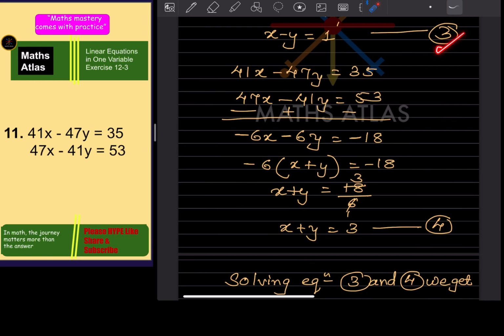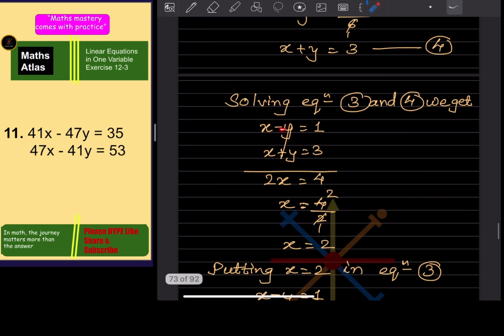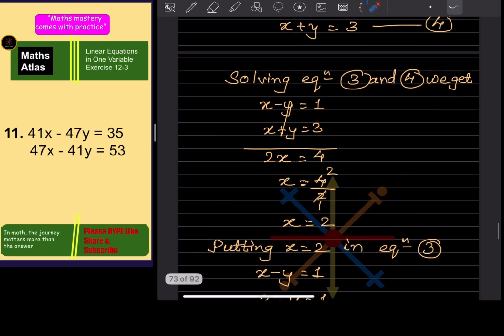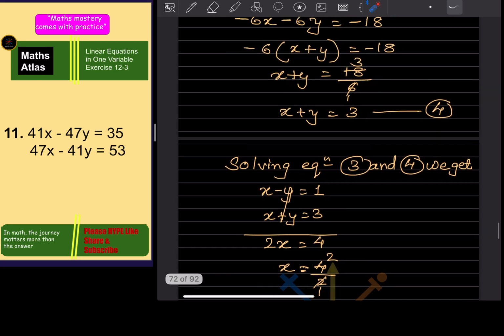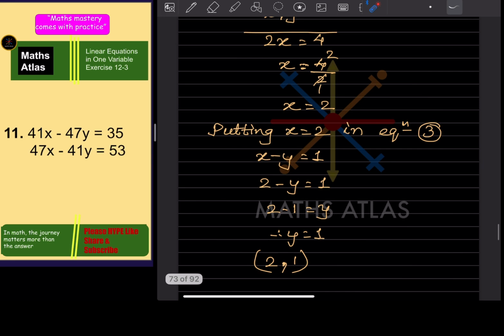So now we are going to solve equation 3 and equation 4. Solving equations 3 and 4, we get x minus y is 1. Here we can cancel out minus y and plus y. So this is going to be 2x is 4, so x will be 4 divided by 2. So x is going to be 2. Putting x equal to 2 in equation number 3, in place of x we are going to put 2. If you bring this to this side, that is going to be minus 1, and this is going to be y. So y is going to be 1. When we write the solution, we always write for x and y. So x is 2 and y is 1.